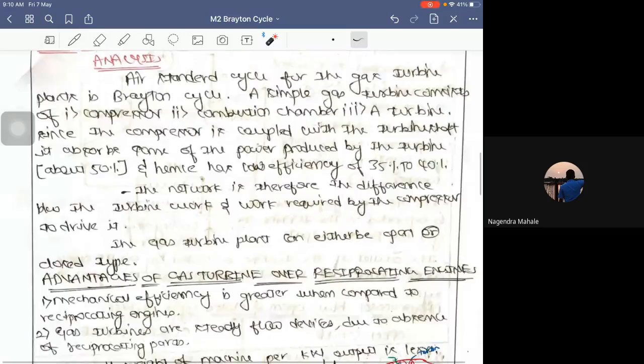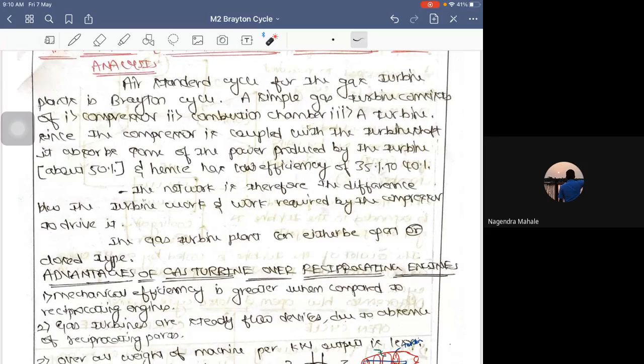Since the compressor is coupled with the turbine, it absorbs some amount of power produced by the turbine, about 50%, as I said, and hence low efficiency. So it has a low efficiency because you need to run the compressor also, no? That's why its efficiency is around 35 to 40%. So while calculating problems on this, make sure your values are more or less within 40 or 45.